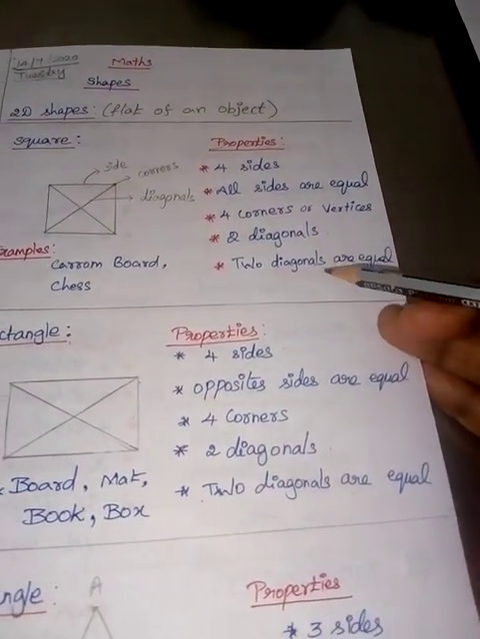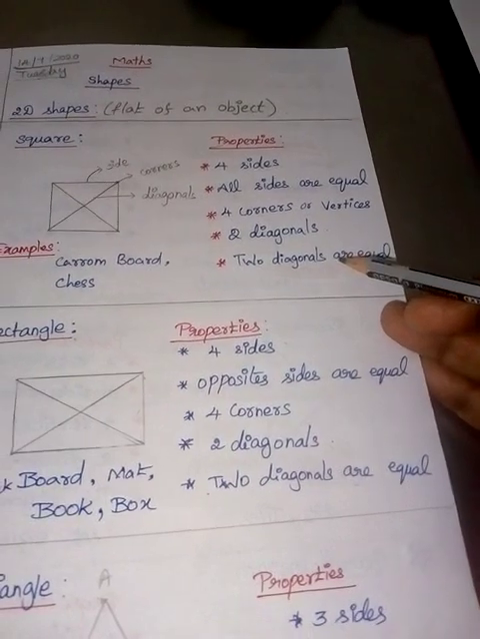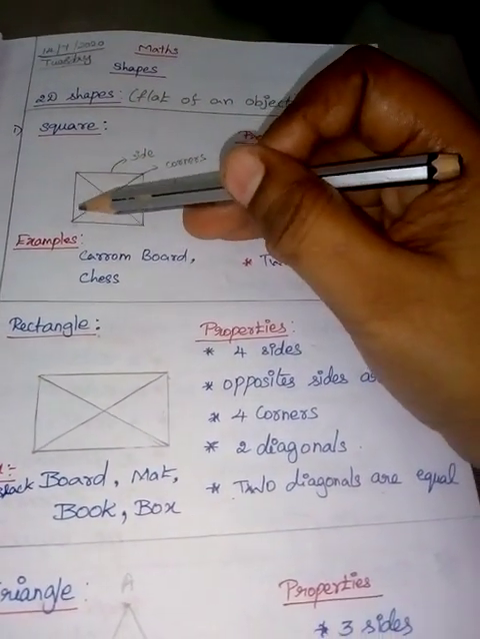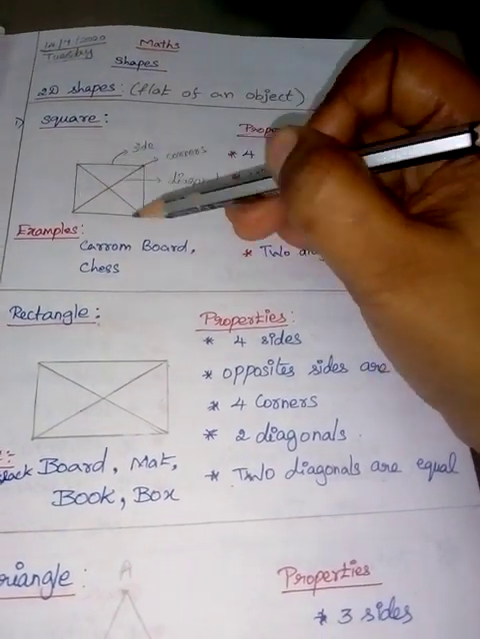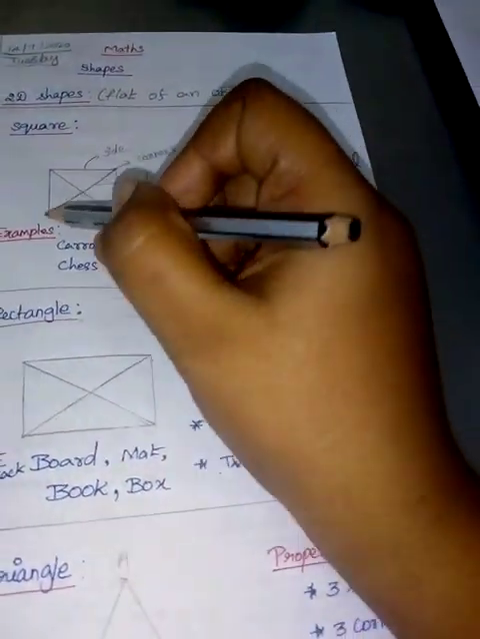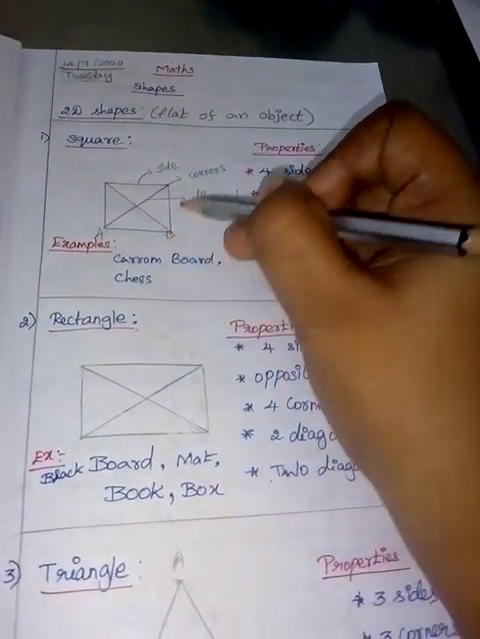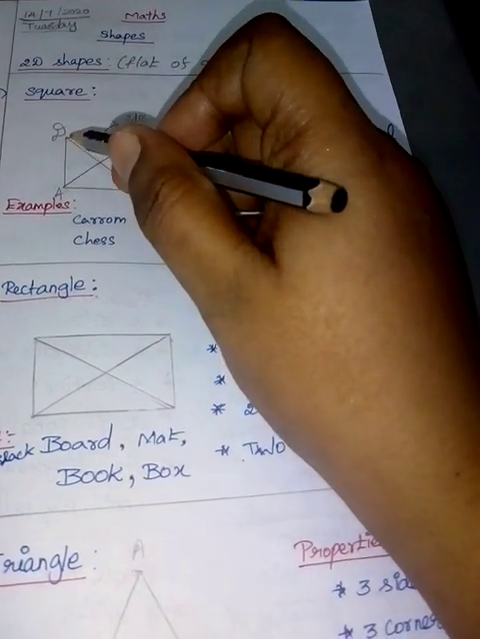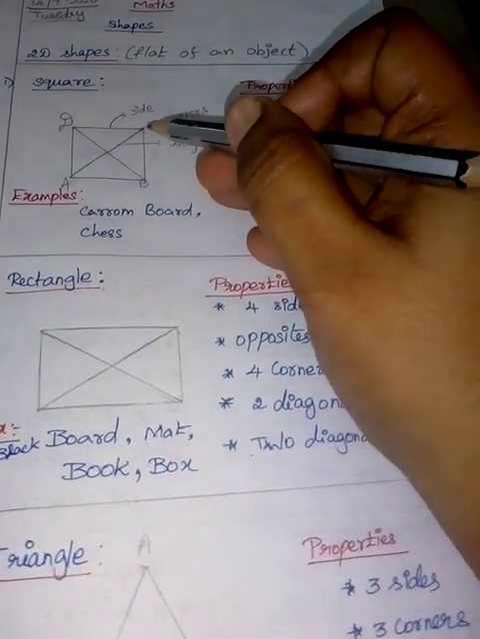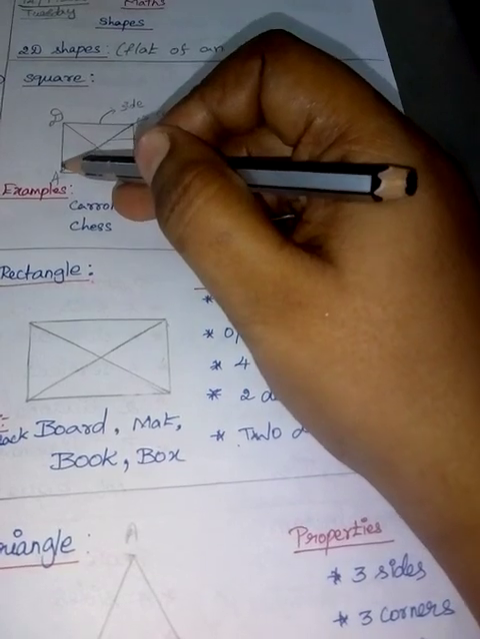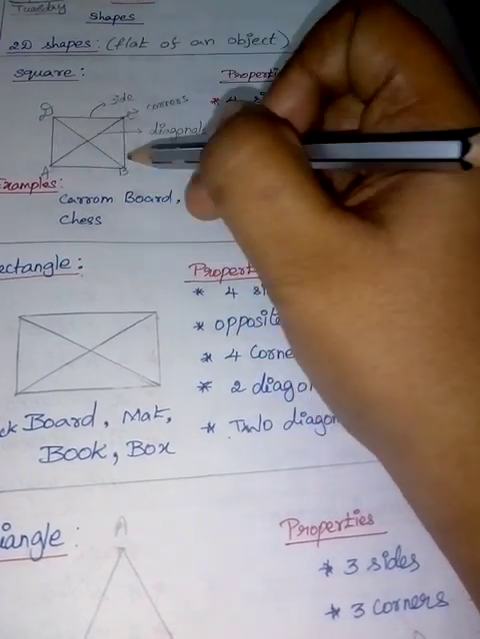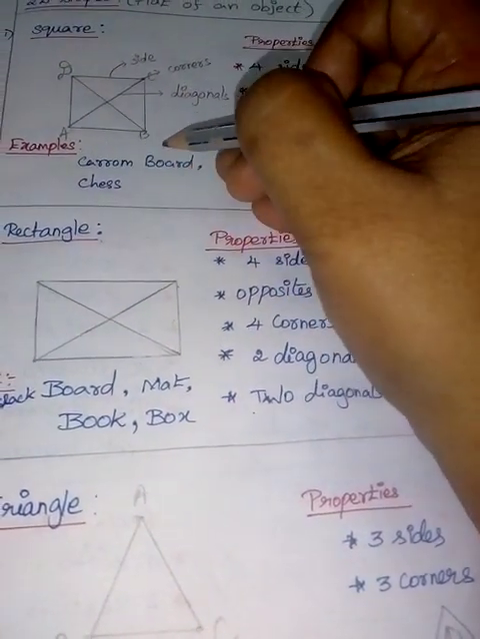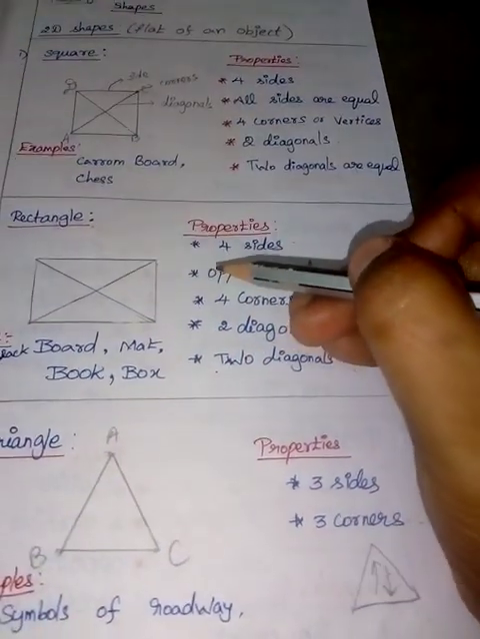Two diagonals are equal. What are the sides? Four sides: 1, 2, 3, 4, and diagonals. Corners: we give the names A, B, C, D. A, B, C, D are the corners. AB, BC, CD and AD are the sides. AC and BD are the diagonals. Give one example for square: carom board.